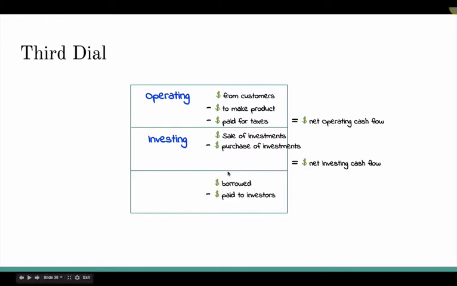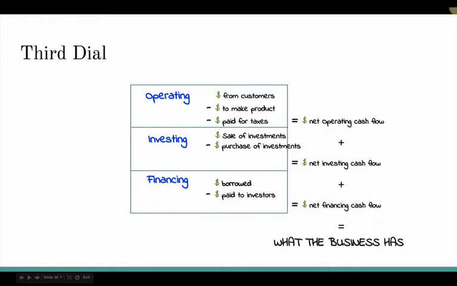In the last section, it deals with our money borrowed to run the business, if we need money to create the product and we haven't got the money to do that. And then at some point, if we borrow money, that means we have to actually pay it back as well. So this section is our financing cash flow, and this is the financing part of this dial. If you add all these things up, our operating cash flow, our investing cash flow, and our financing cash flow, it's going to give you what the business has. It's going to basically tell you everything the business has at this point in time.